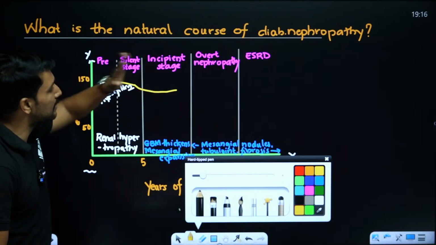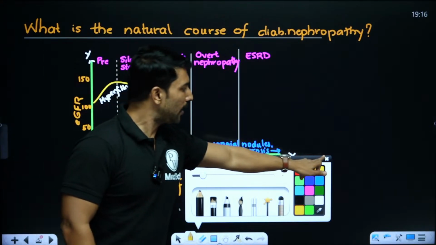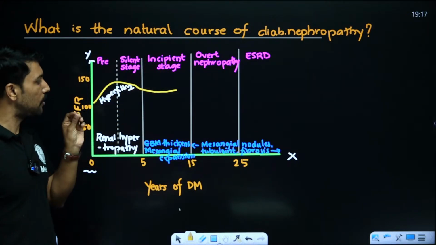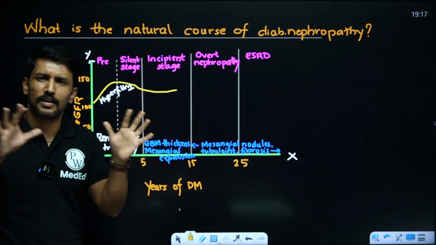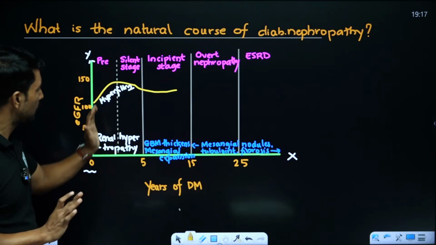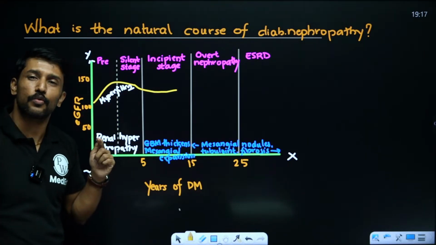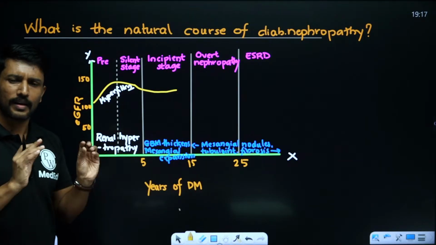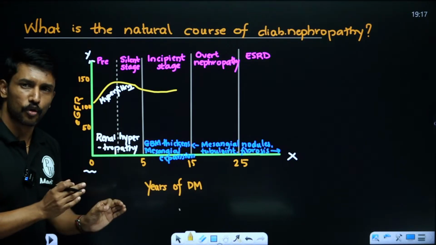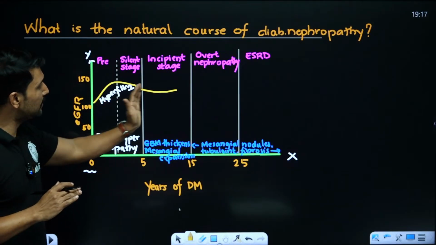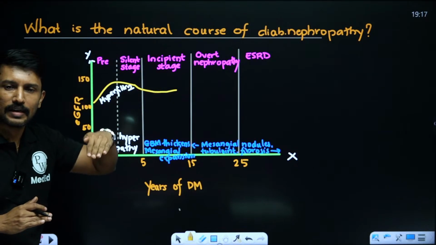This stage we call it as incipient stage. Now at this stage, I will not see any major abnormalities in patients' day-to-day activities. Of course, the silent stage or pre-stage, no abnormalities. Only thing is that background mein kidneys are working more and more to filter more glucose and reabsorb more glucose, and that is causing the injury to the glomeruli. As the injury progresses, the GFR starts decreasing.